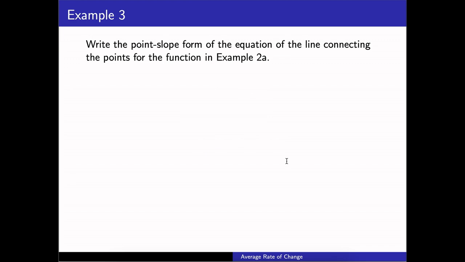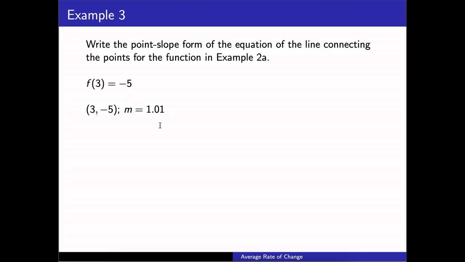All right, so for example 3, write the point-slope form of the equation of the line connecting the points from the function from example 2a. We'll use the 3 and f of 3, or negative 5, because it's easier than doing decimals. But again, you could use the 3.01 and the f of 3.01, whatever that comes out to be. So f of 3 is negative 5, and sometimes it's just better to use the easier numbers. And we found the slope of the line in example 2a to be 1.01.